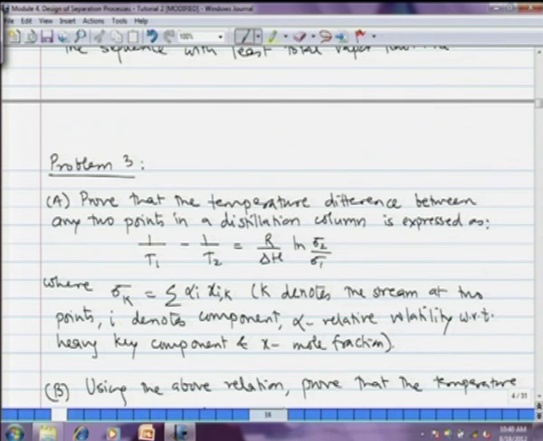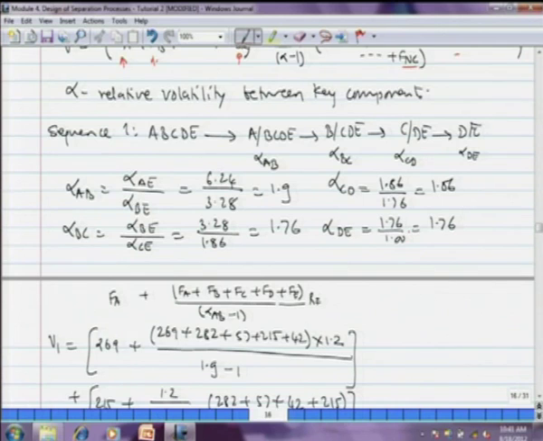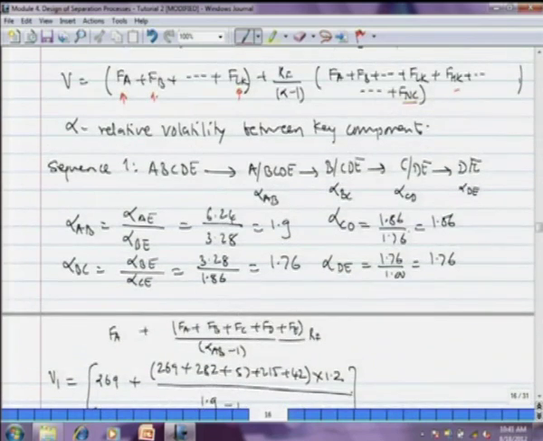Now, we start the solution. The formula for Porter and Momo method is V, the vapor flow rate, is equal to Fa plus Fb plus Flk. Now, these are the flow rates of different components. Flk is the flow rate of light key component into Rf divided by alpha minus 1 into the total flow rate Fa plus Fb up to Flk and Fhk heavy key up to Fnc, the total number of components. Alpha is the relative volatility between the key components, and we have been already told that the ratio of actual reflux to minimum reflux is 1.2. So, value of Rf is 1.2.